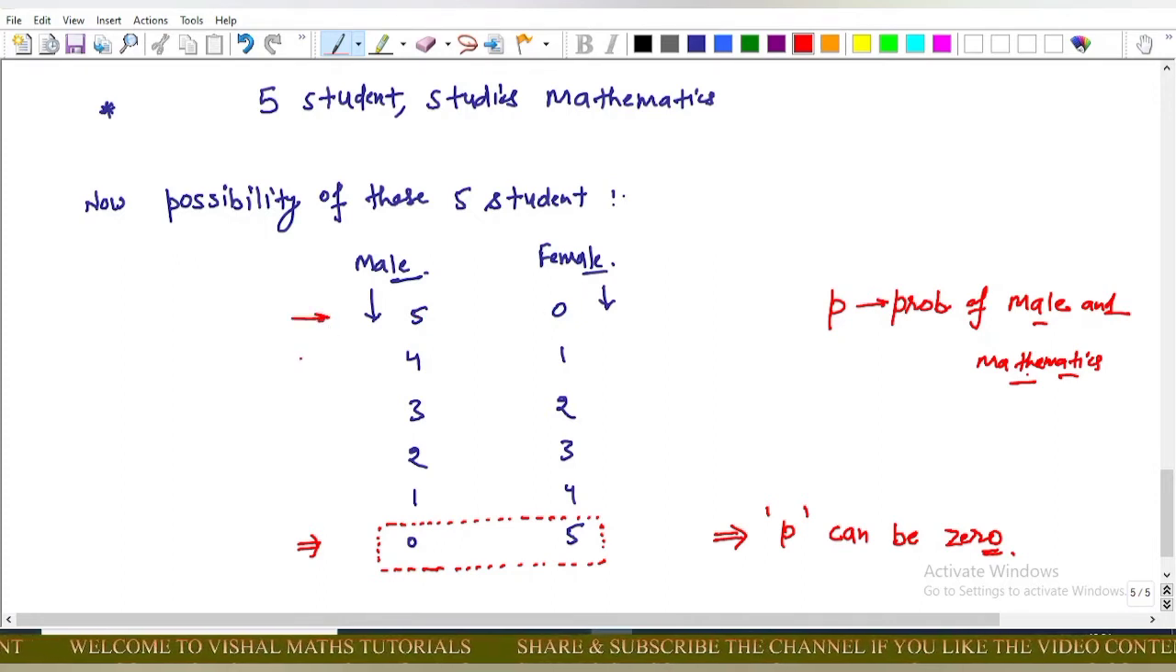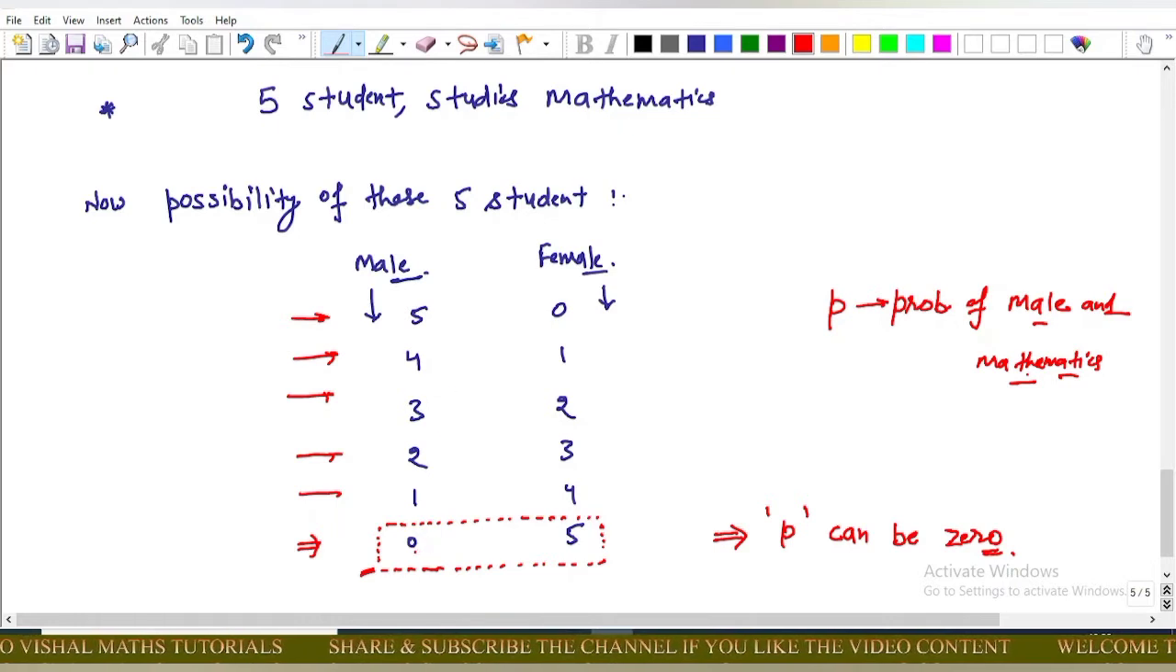In a single situation, and we have these 6 situations: 5 0, 4 1, 3 2, 2 3, 1 4, and 0 5. In our last possibility, we notice that among these 5 students who study mathematics, the number of male students can be 0. So the probability of male and study mathematics can be 0. That is, p can be 0, because p is the probability that a male student studies mathematics. So from this last possibility, we can say that p can be 0.